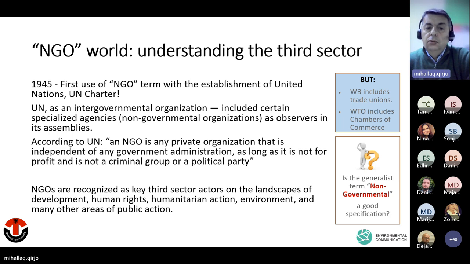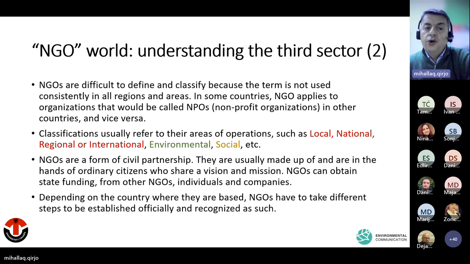And therefore, they play a good role in the development of the society: human rights, humanitarian aid, environment, public action, etc. There is a big debate now and then. Is non-governmental a good term, a good specification? Because if you say non-governmental, you might put everything else which is non-governmental, even media or business, which is not the case. So some countries have moved away from the non-governmental term, and they prefer to use non-for-profit organization.